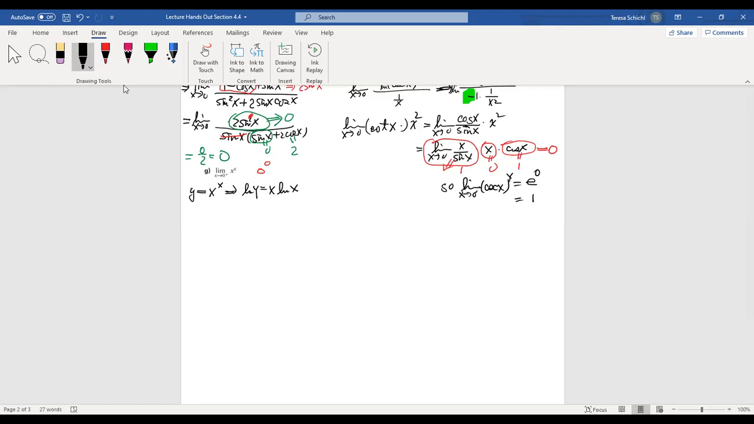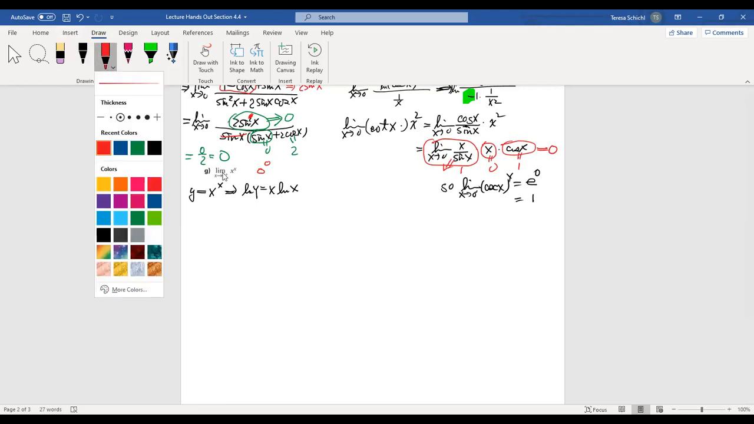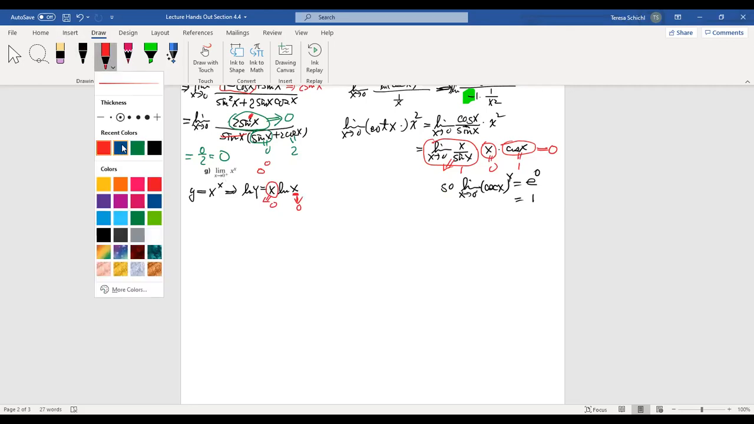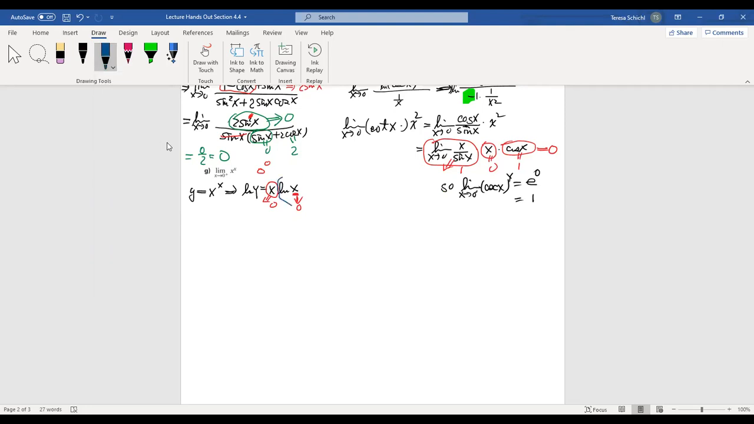Correct? Okay, now let's check again, see what we have here. So x approaches 0. Then what is the natural log going to approach? What is this whole thing going to approach? This whole thing is going to approach negative infinity, correct? Okay, so it doesn't matter about this negative sign, so I still have 0 times infinity.